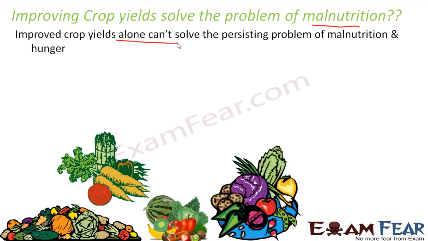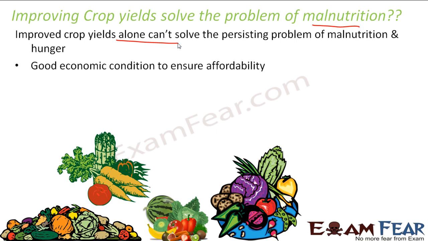Why? That's because, let us suppose we have improved the crop yields. So a lot of crops are being produced. So many fruits, vegetables, cereals, everything is there, right? But how do each of us get these things? In order to get these things, we need money, right? When you go to a shop to buy something, say 1 kg apple, the shopkeeper is not going to give it to you for free. You need to pay him, right? So you need to have money. So that means good economic condition has to be there to ensure affordability.